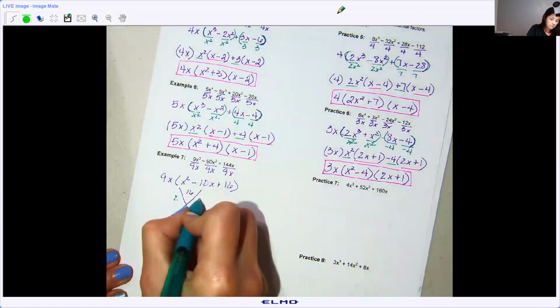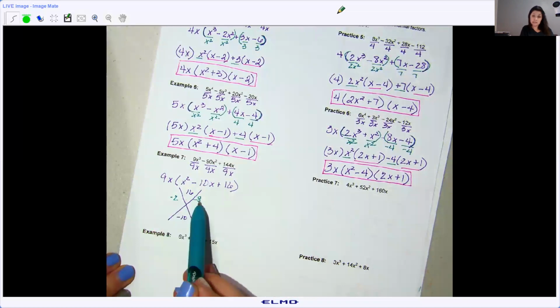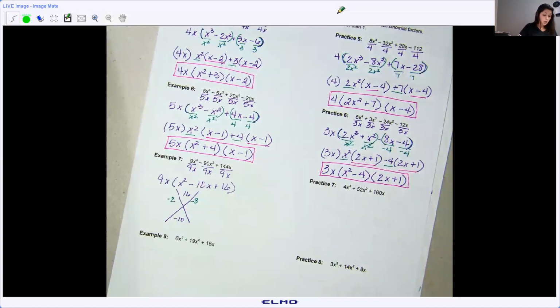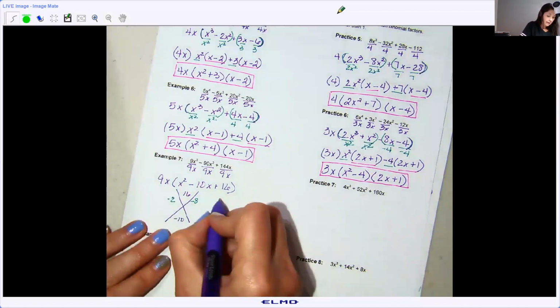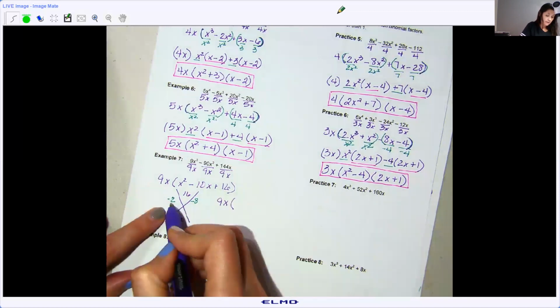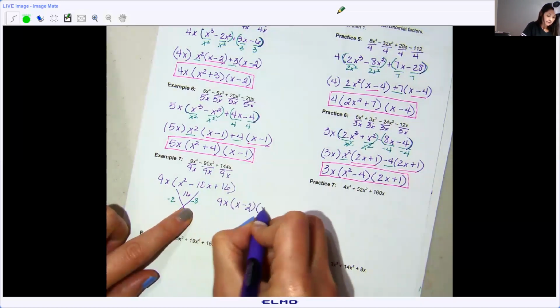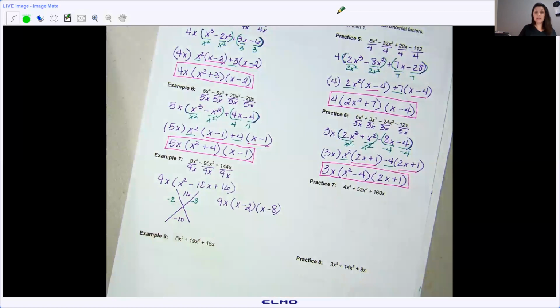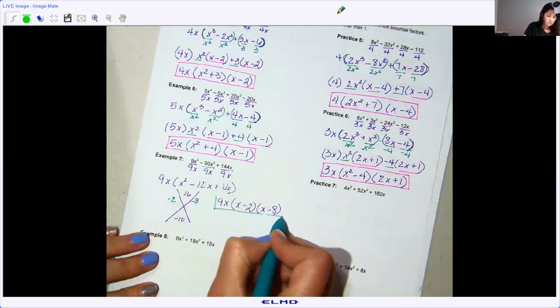So I have 2 and 8 maybe? Negative 2 and negative 8. Negative 2 times negative 8 is 16. Negative 2 plus negative 8 is negative 10. So here I have it. So then I don't have to do the box method because our leading coefficient is 1. So I cannot forget the 9x. And then I have x minus 2 and x minus 8. Okay, and that's my answer. It's a little bit less work even than up here, I think. Maybe not, I don't know.